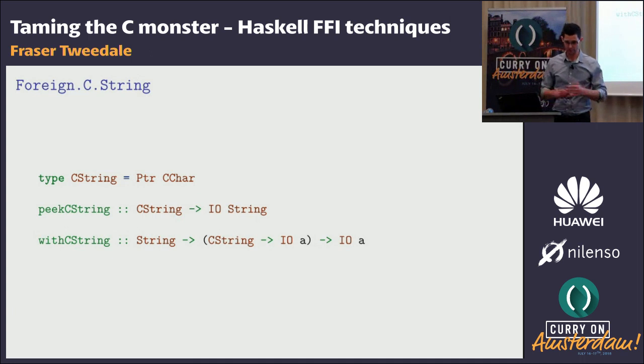Strings, there's a module giving you types and functions for working with C strings. It's just a type synonym for a pointer to the C char type. peekCString lets you take a C string and turn it into a Haskell string. withCString takes that Haskell string, copies it to some newly allocated memory that's large enough to hold the C string, applies the given action to that pointer, that memory location, and then returns the result of that action and frees the memory afterwards.